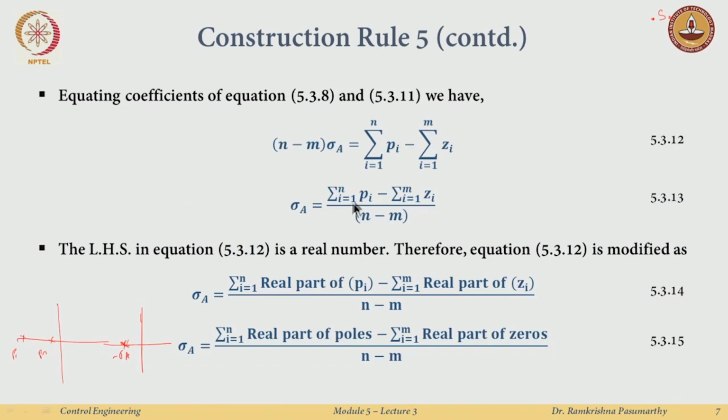Okay, so what is this? The centroid point. I sum the values of all the real parts of the poles minus the real parts of the zeros, divided by n minus m. And this is how I calculate the centroid point.